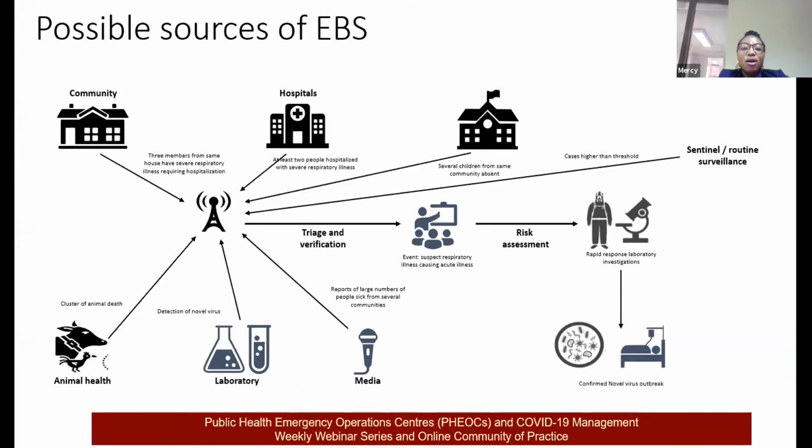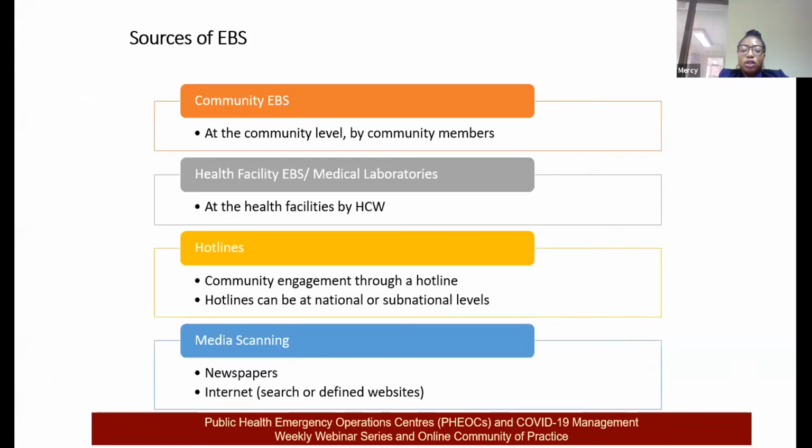Okay, so as you can see, these are all possible sources of EBS. We have communities, we have the health facility, we have churches, we have schools, laboratories, we have the media, animal sector, etc. So these are all possible sources where you can detect signals from. Next slide.